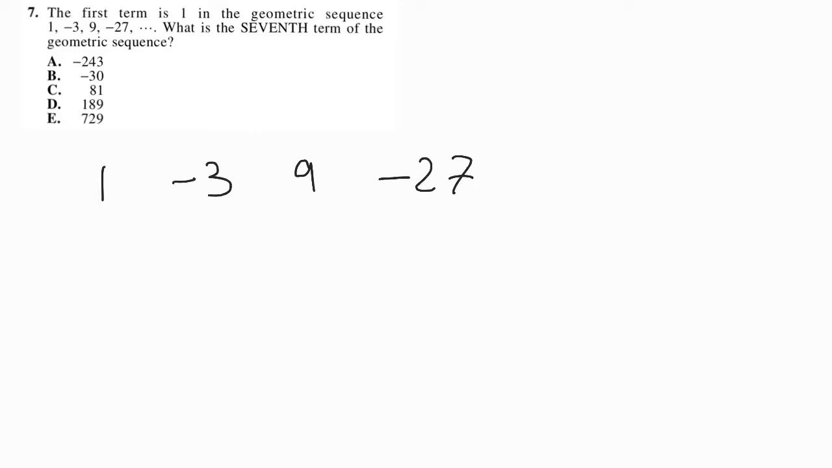Now, 1 is the first term of the sequence. -3 is the second term. 9 is the third term. -27 is the fourth term. And then we don't know the fifth, the sixth, or the seventh term yet. But the question is asking us, what is the seventh term? Okay? So, first thing we do when we look at this is we think, what is the pattern?